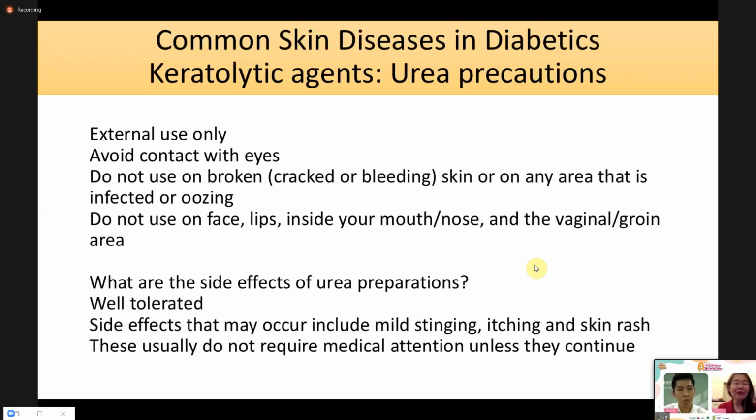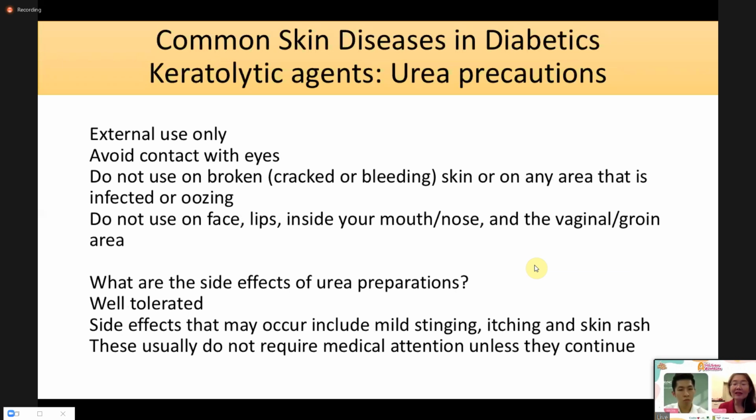All right. Of course, it's for external usage only. You cannot eat it. Okay. Avoid contact with the eyes, which is your mucosal surface. And of course, you don't want to use it on cracked or bleeding skin because it might irritate the area. And you don't purposefully use it on the lips, inside your mouth or nose, or the vagina area.